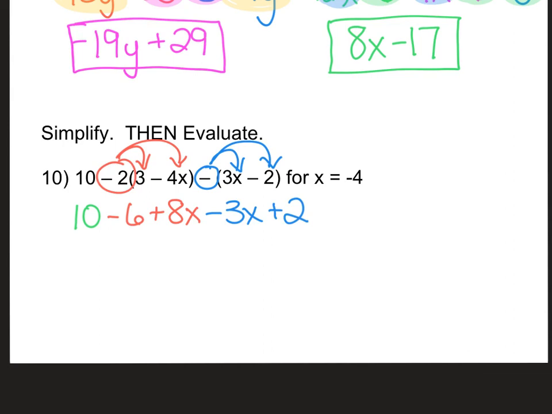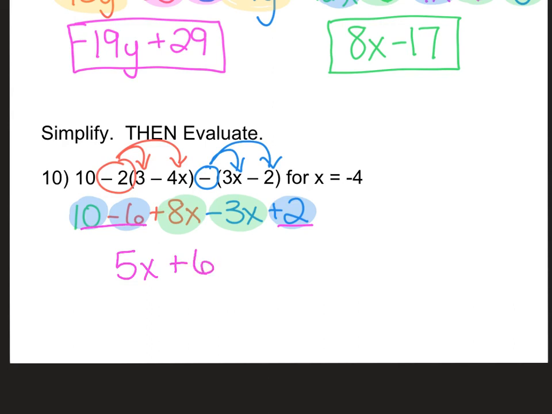Let's see what we have that's the same. I've got a 10 and a minus 6. No variables on those. And a plus 2. So those are all alike. And then I've got an 8x and a negative 3x. So let's see what we get. Let's go ahead and do our x's, because alphabetically, or by our rules, that would come first. 8x minus 3x is 5x. And then 10 minus 6 we know is 4, plus 2 is 6. So that's our first step.